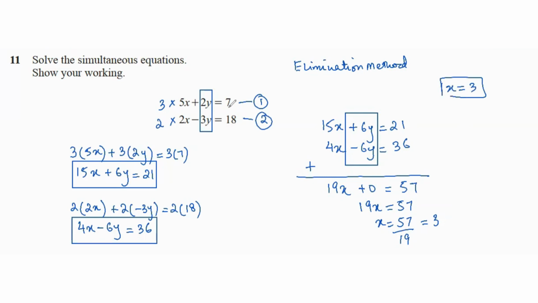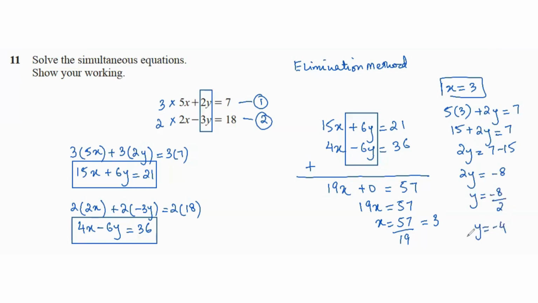So now since x is 3, we will put x in either of these equations and find the corresponding y value. So if I choose the first one, 5 times 3 plus 2y equals to 7. 15 plus 2y is 7. 2y equals to 7 minus 15, which is equal to negative 8. So y is negative 8 over 2, and that is negative 4. So when x is 3, y is negative 4.